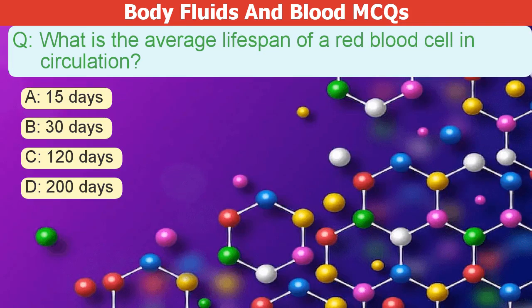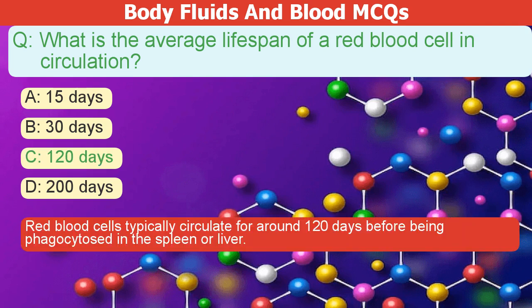What is the average lifespan of a red blood cell in circulation? A. 15 days. B. 30 days. C. 120 days. D. 200 days. The correct answer is C. Red blood cells typically circulate for around 120 days before being phagocytosed in the spleen or liver.